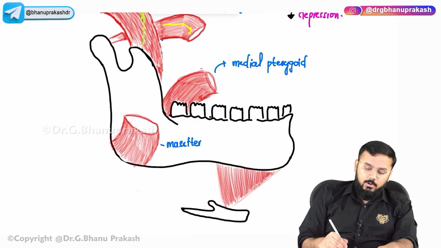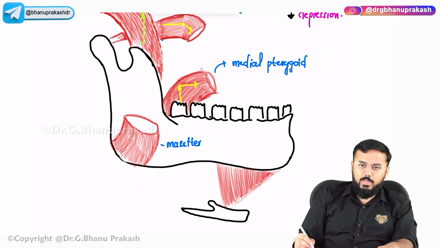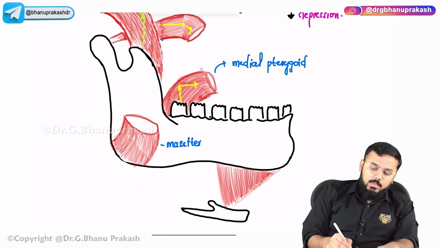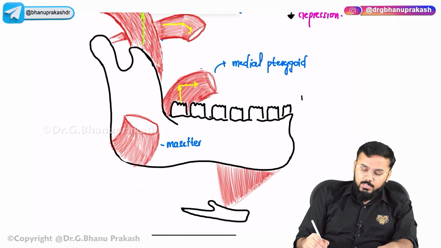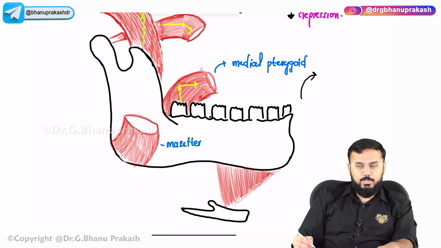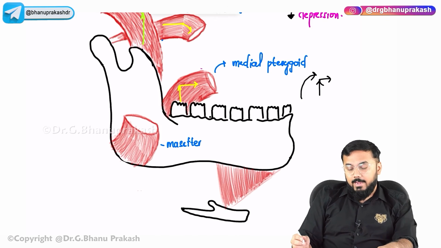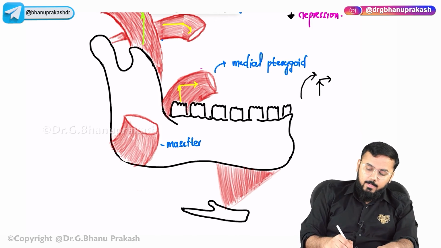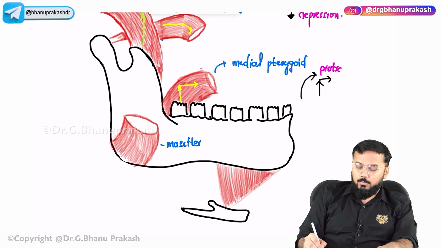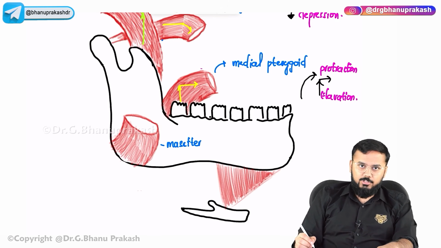Next important thing, look at the medial pterygoid. The fibers of the medial pterygoid are elevated and they are moving forward. You see they are elevated like this and they are moving in this way. This is how the fibers are projected. So it means elevation and forward protraction. What are the two actions here? Protraction of the mandible and elevation of the mandible.